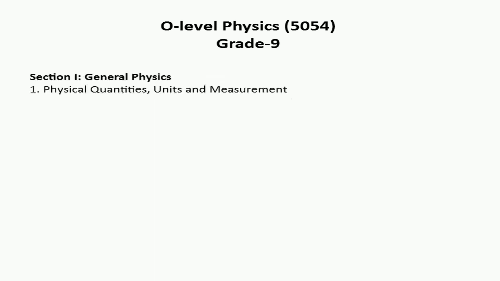Dear student, as I told you, in grade 9 we study only 2 sections, that is Section 1 General Physics and Section 2 Newtonian Mechanics. In our previous lectures we have already discussed Section 1, that is General Physics. In Section 1 we have only one unit, that is Physical Quantities, Units and Measurement.